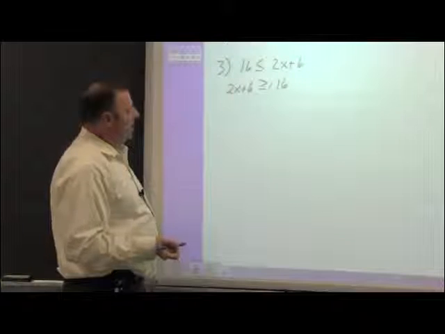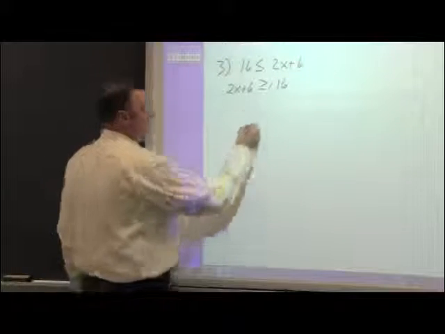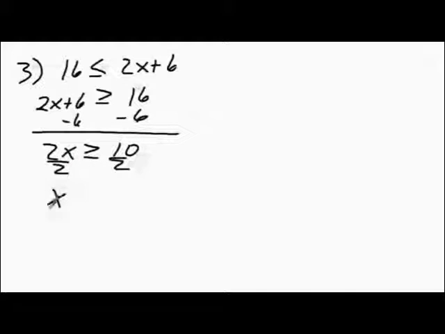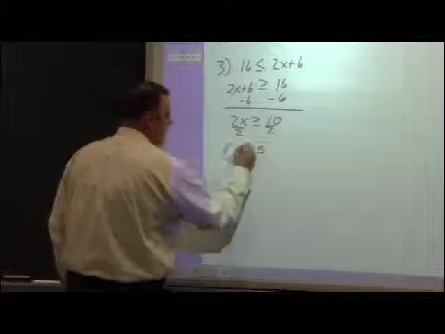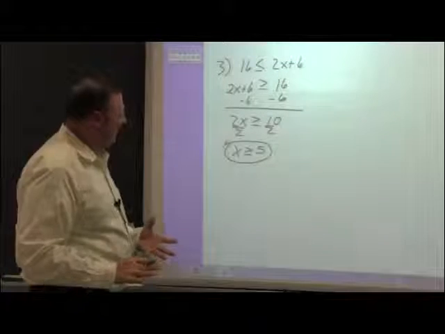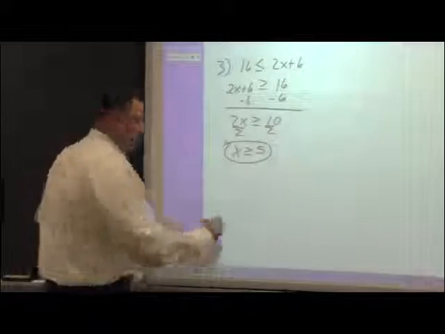So let's start solving, getting x by itself. We're going to subtract 6 from both sides. 2x greater than or equal to, that would be 10. Divide both sides by 2. You would get x is greater than or equal to 5. Well, I'm not sure if I was allowed to switch that inequality sign, so I'm a little shaky about that. So let's draw our solution.